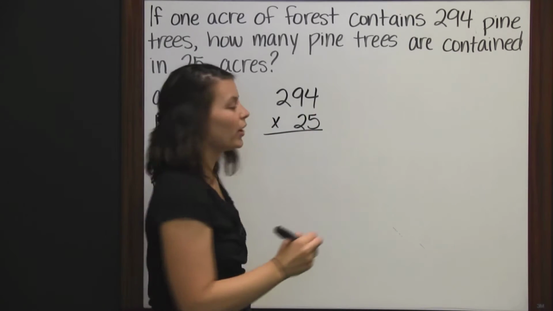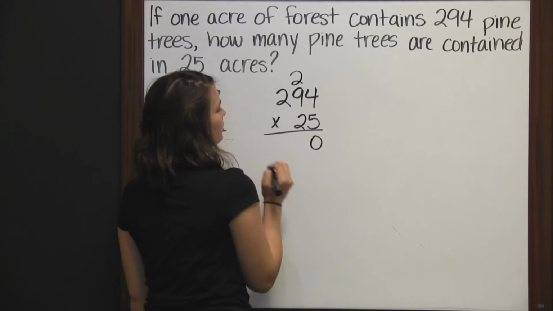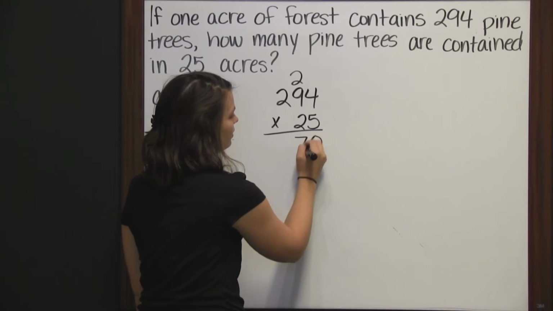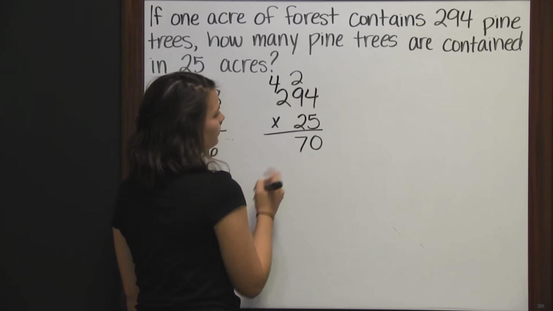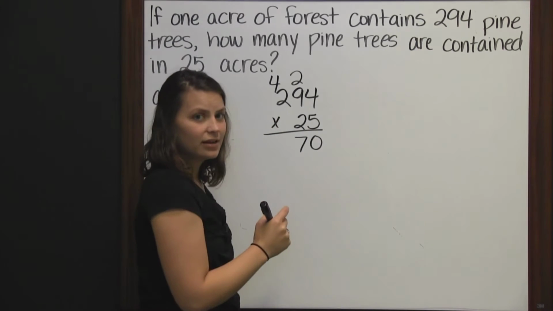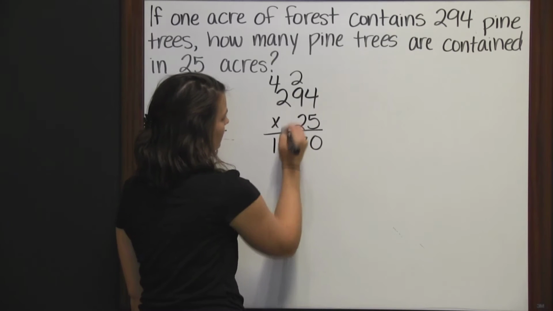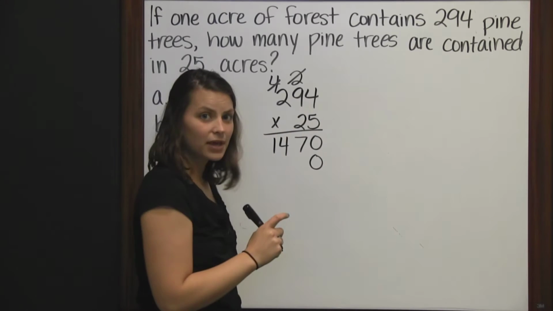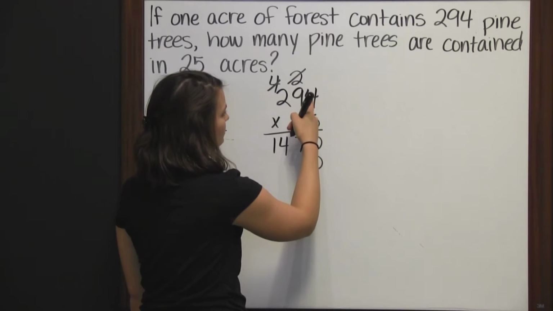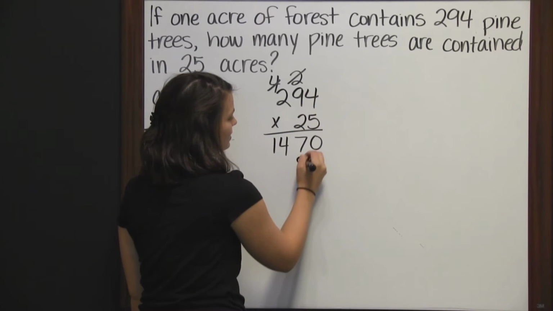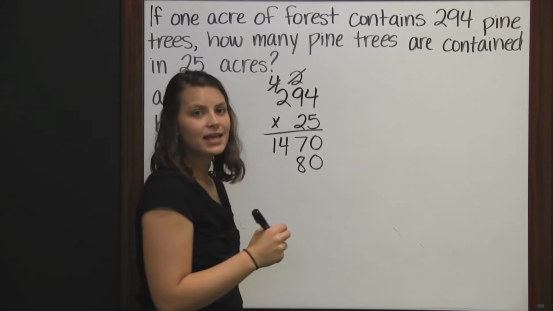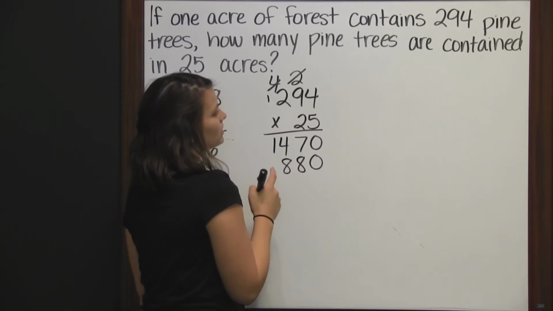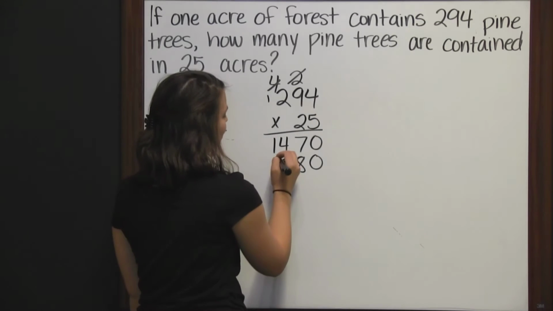5 times 4 is 20, so write the 0 and carry the 2. 5 times 9 is 45. Plus 2 is 47, so write the 7, carry the 4. 5 times 2 is 10, plus 4 is 14. And we'll get rid of these, put a 0 placeholder to move over to the tens place and multiply. 2 times 4 is 8. 2 times 9 is 18, so write the 8 and carry the 1. 2 times 2 is 4, plus 1 is 5.